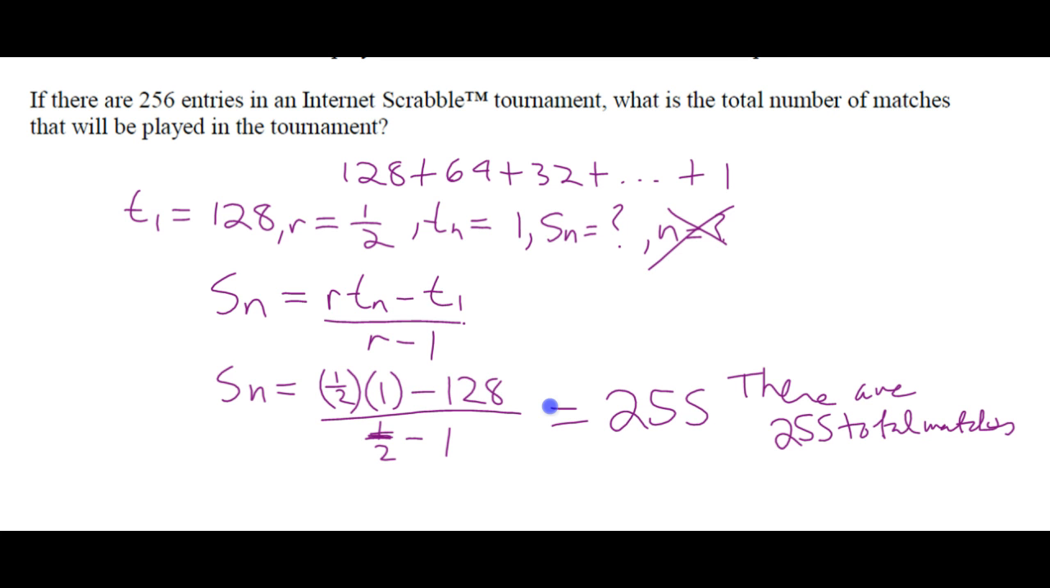I see a pattern. What if there were 512 players? How many matches? 511. What if there were 1,024 entries? 1,023. That's just going to be one less than the number of players, because one person is eliminated per match. It's an interesting fact of that particular geometric sequence or series that it adds up to that. Okay, done.